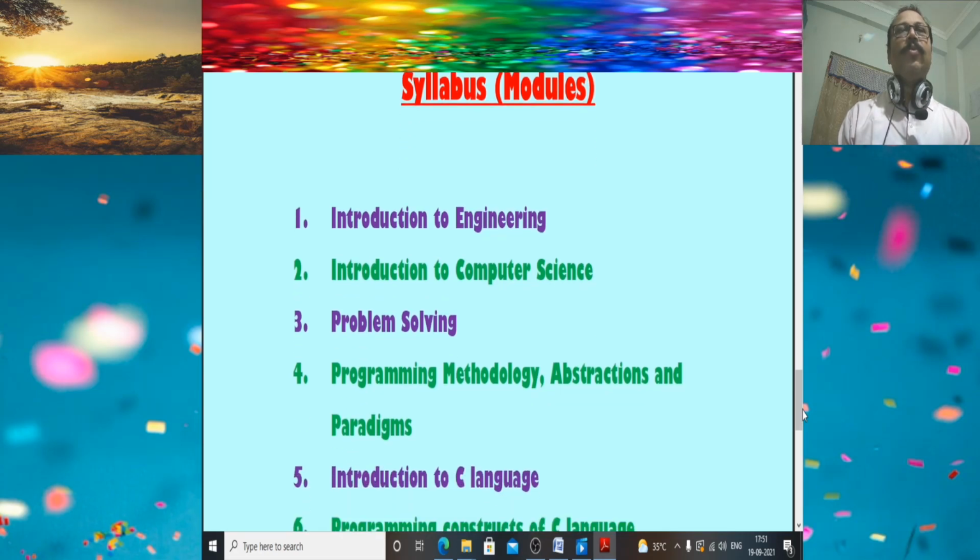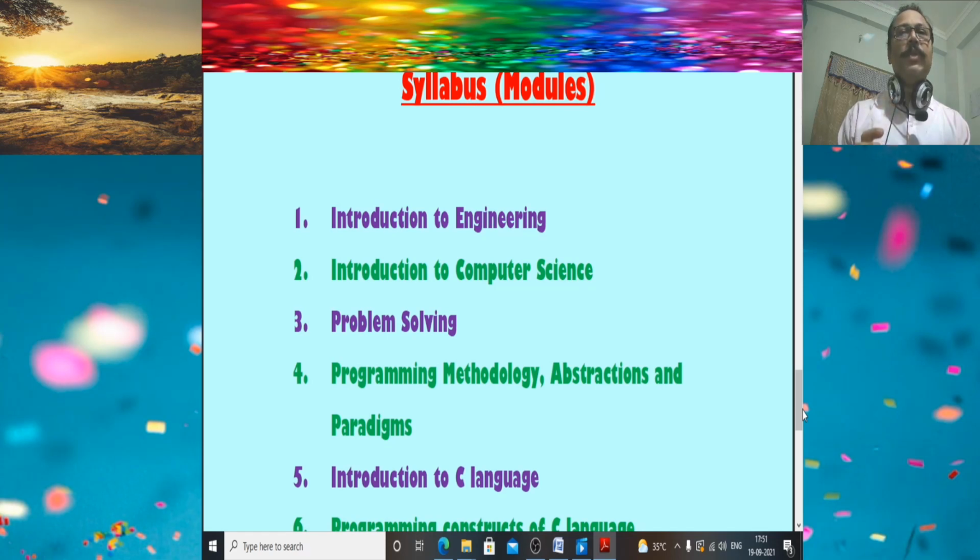We will study what engineering actually is. Why are you called an engineer? What is the meaning of engineering? What are the different disciplines of engineering and how do they differ? And how or why programming is being used in the different engineering fields. Why should we study programming? Why does a civil student or mechanical student have to study programming? What is the importance of it? That we are going to discuss in the first module, Introduction to Engineering.